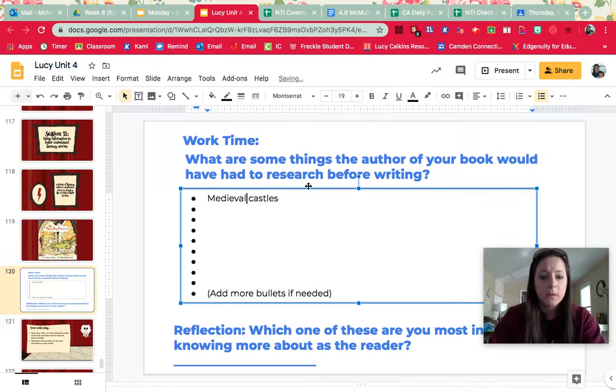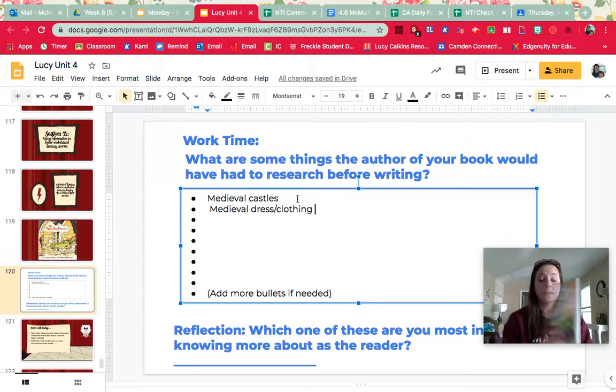There we go. Oh, M-E, not M-I. So our author would have had to research medieval castles in order to make sure that he portrayed that correctly. They would have also had to research medieval dress clothing. Okay. So we decided that Robert Munsch would have to make sure that he was very knowledgeable about that in order to properly portray his characters in the story.